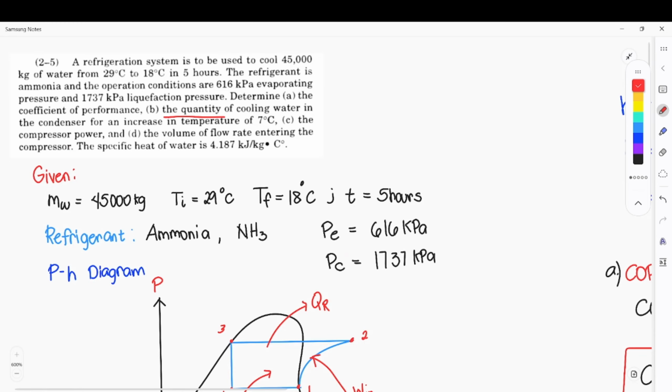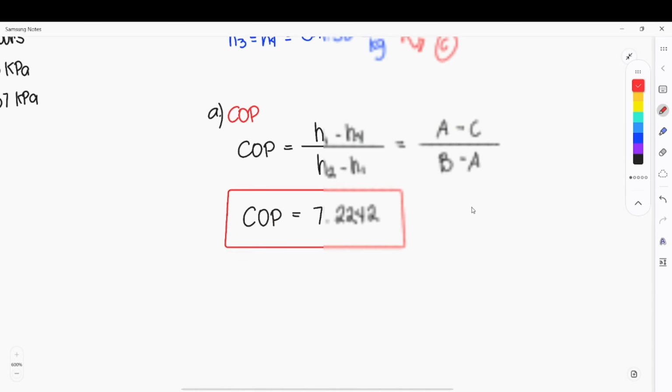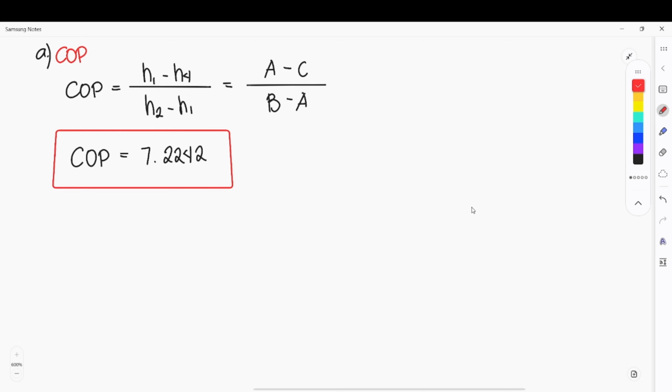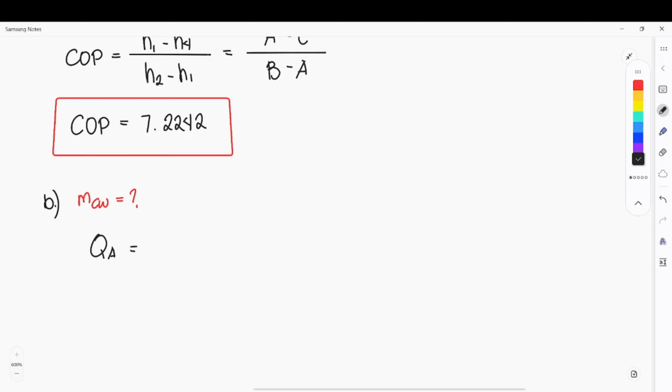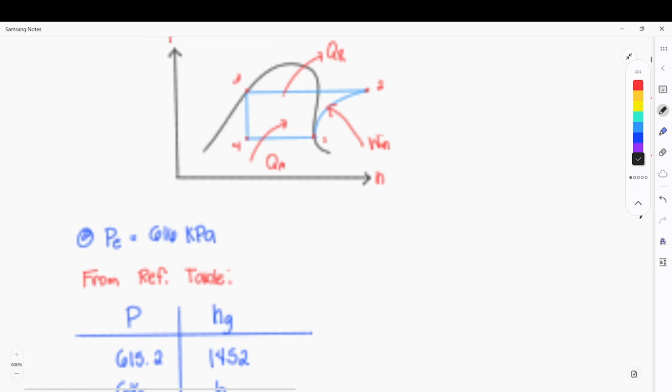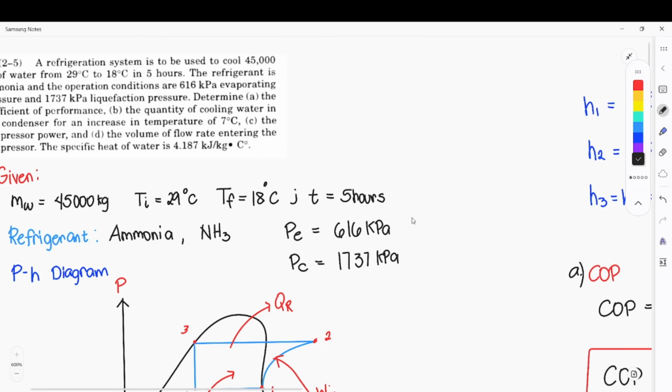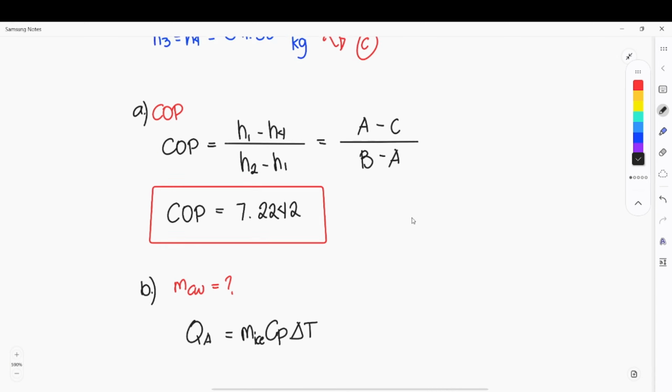So, up next, pinapahanap sa atin is the quantity of cooling water in the condenser for an increase of 7 degrees Celsius. So, hindi natin siya basta-basta mahanap kasi we still don't have the mass flow rate of our refrigerant. So, kailangan muna natin hanapin yung mass flow rate ng refrigerant, and we can use yung given sa atin kasi we will need to cool water. Is that water or ice? Yeah, water. So, palalamigin natin yung water.